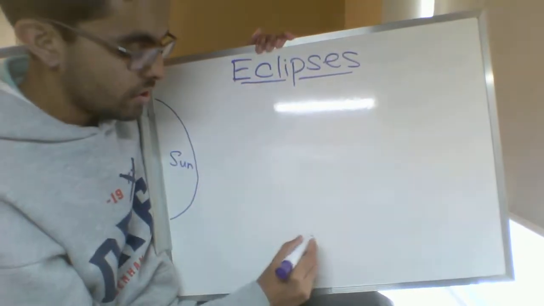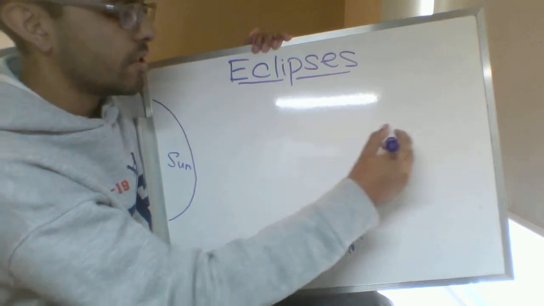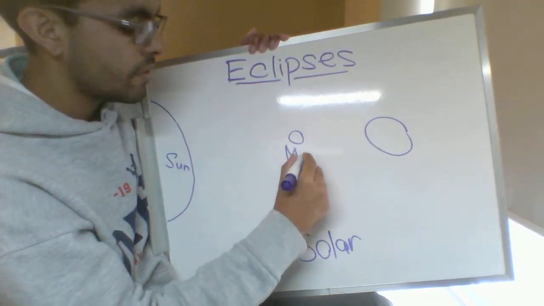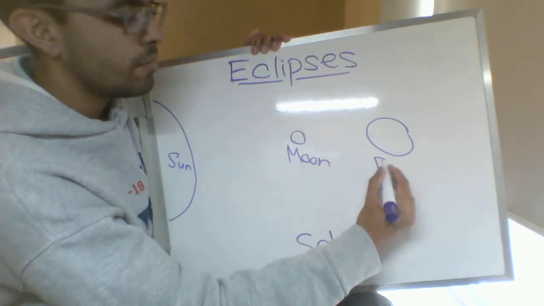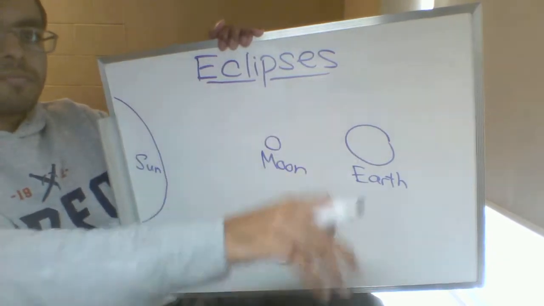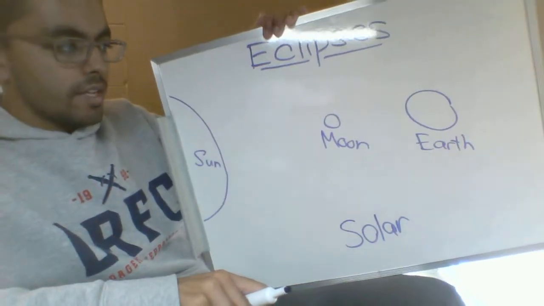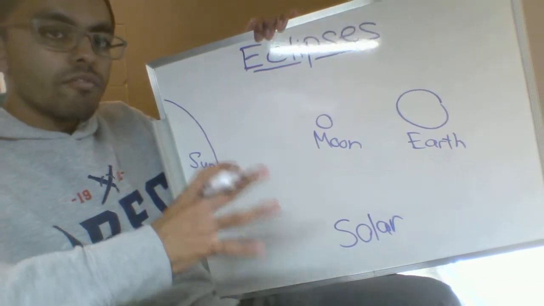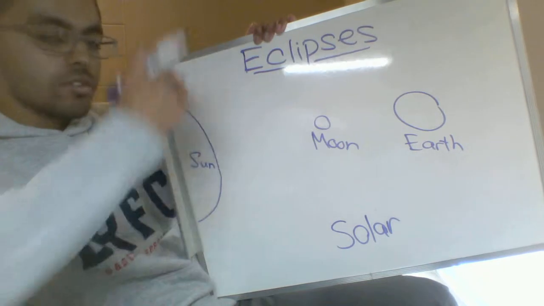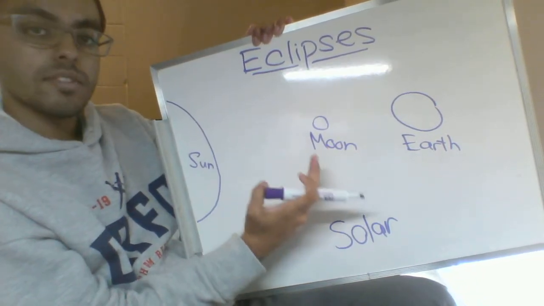This one is called a solar eclipse. And this occurs when the moon passes in between the Earth and the sun. And so basically, the reason this works the way it does is the moon is about 400 times smaller than the sun, but it's also about 400 times closer to the Earth than the sun is.